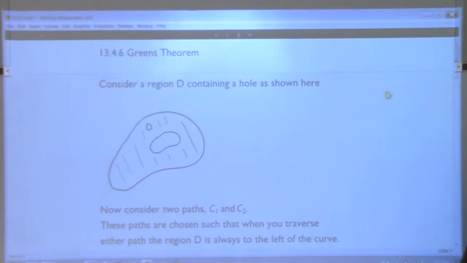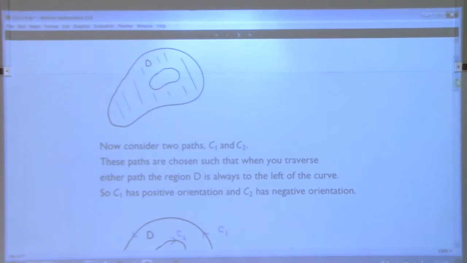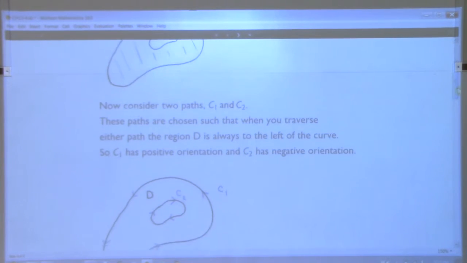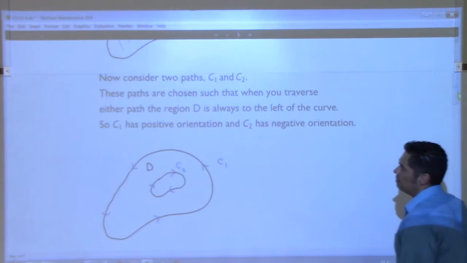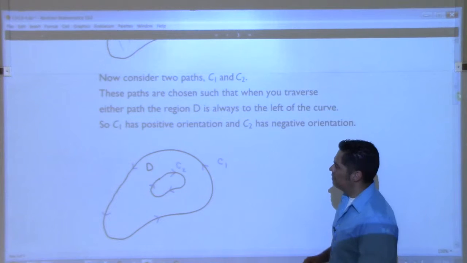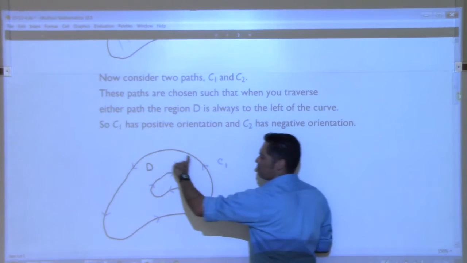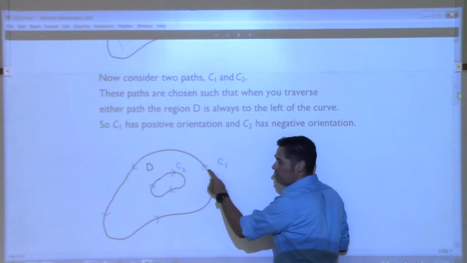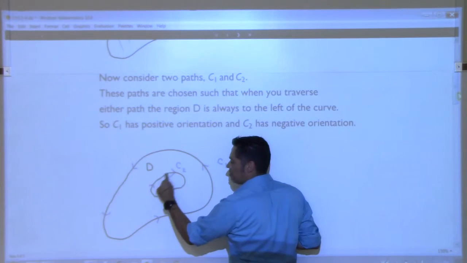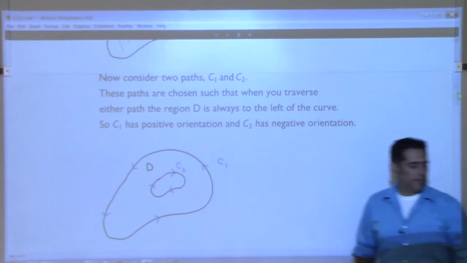All right, take a look at this region D. So we have a hole inside this region, don't we? I want us to consider two different paths that go along with this region D. C1, which is positively oriented and goes around like this, and C2, which is negatively oriented and goes around like this. All right?